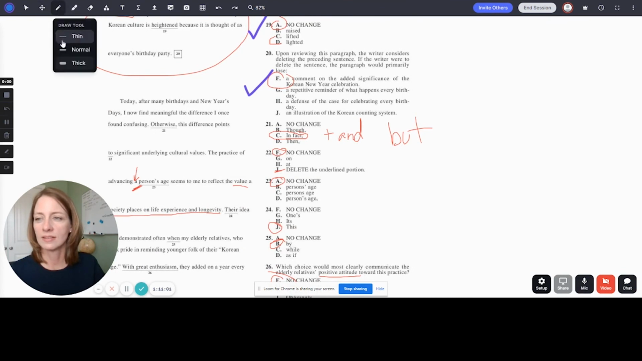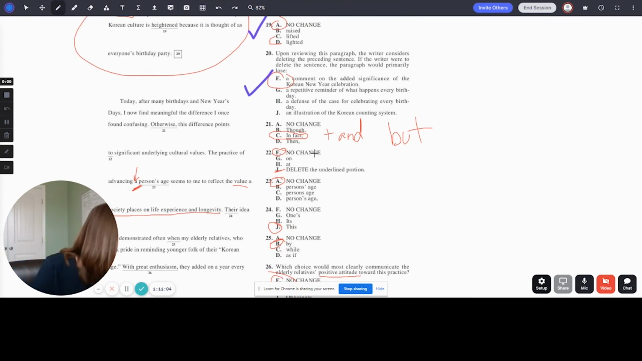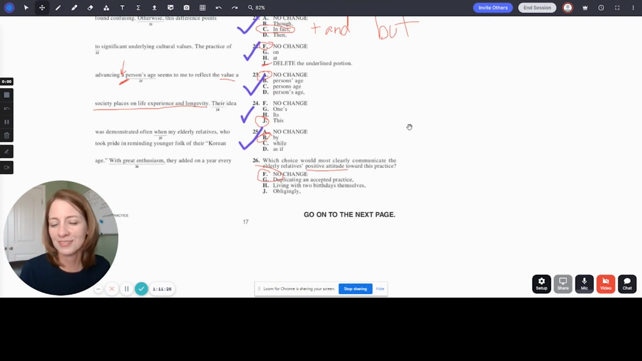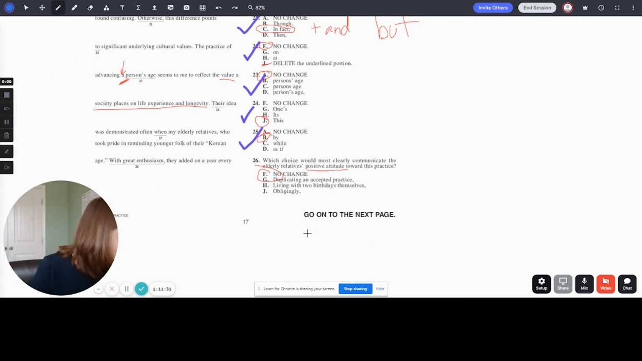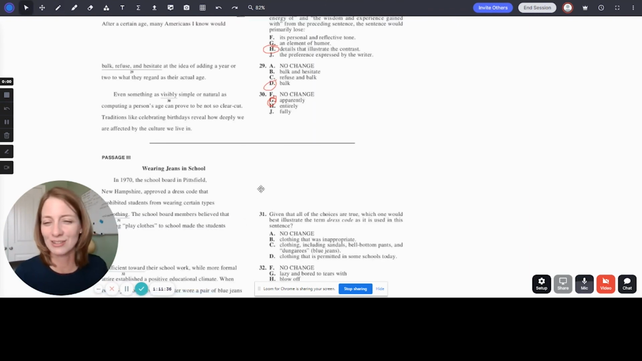21. C. Yes. 22. F. Yes. 23. A. Yes. 24. J. Yay. 25. B. Woohoo! 26. F. I really sincerely do feel a sense of relief that I'm getting these right.